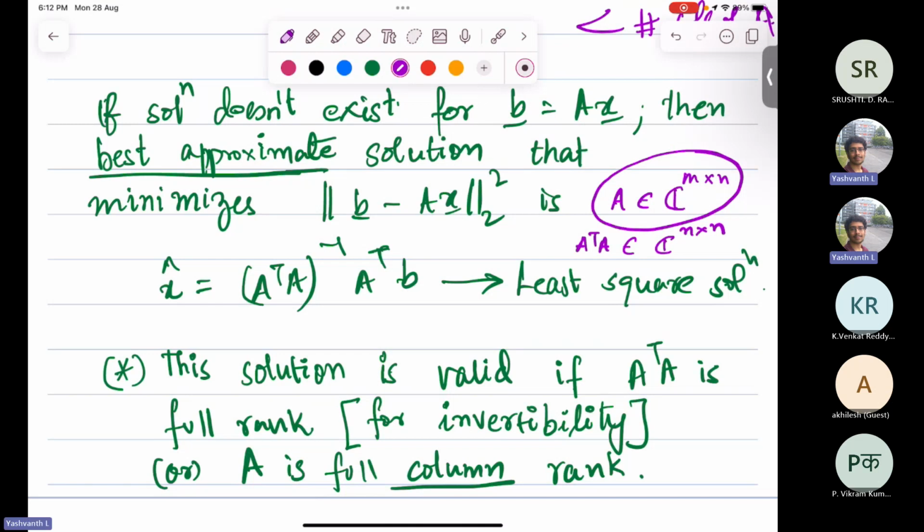If it has to be full rank, what does it mean? The rank should be equal to n itself. And what is n? The number of columns in the matrix A. Okay, the number of columns in the matrix A.